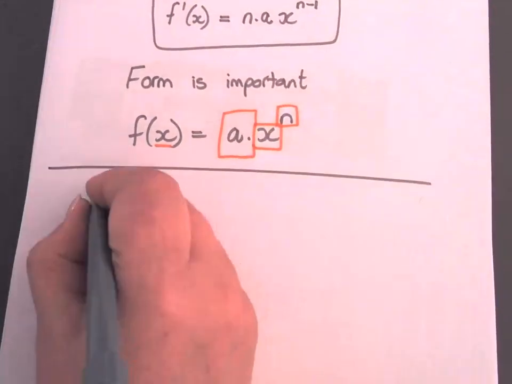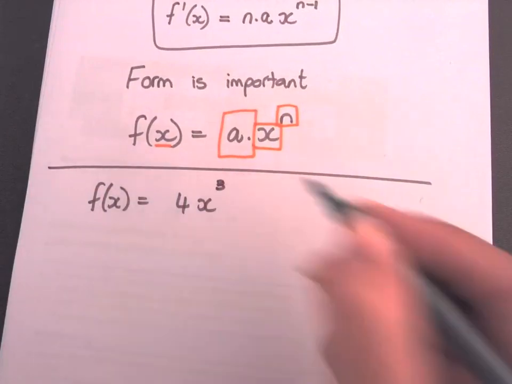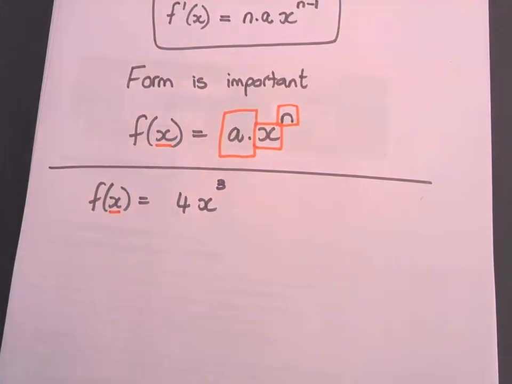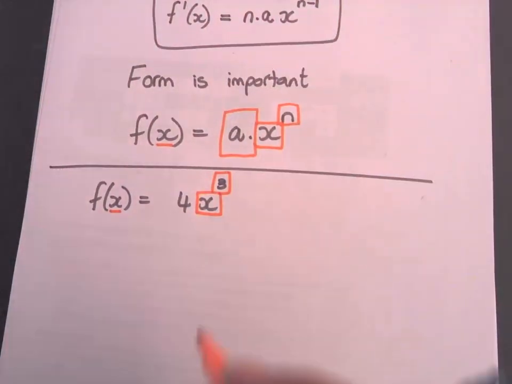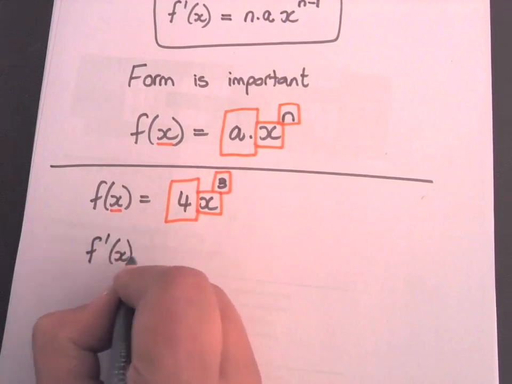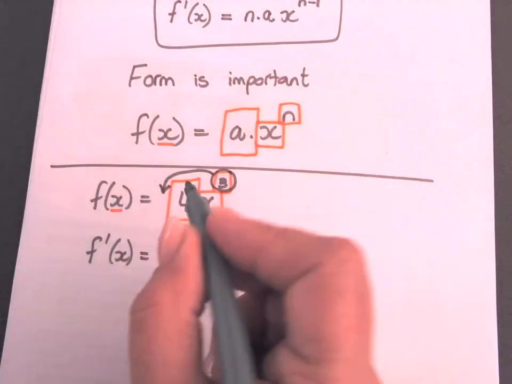So, our first example, f(x) equals 4x to the power of 3. The first thing that you do is you check your form. Is it in the correct form and does it have all 3 boxes? We are working with x's, so do I have an x? Yes. Does this x have an exponent? Yes. And does it have a coefficient? Yes.